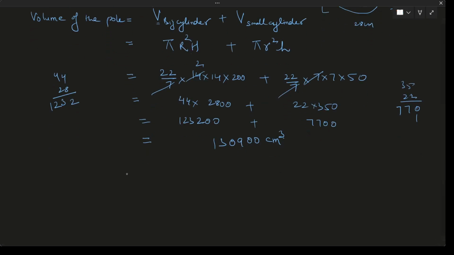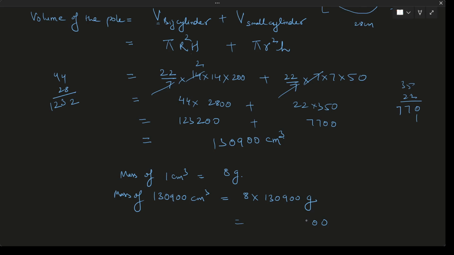Now, what is the mass of 1 cubic centimeter iron? It is 8 gram. Okay, so what will be the mass of 130,900 centimeter cubic of iron? That will be 8 into 130,900 grams. So let's multiply it. What will we get?